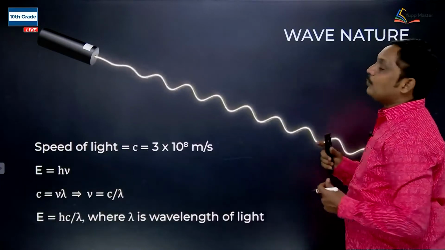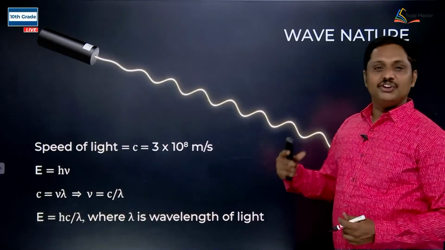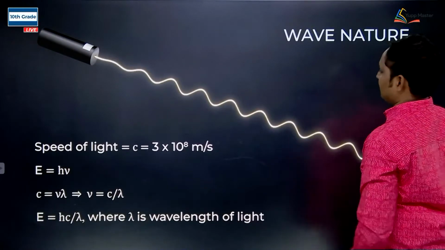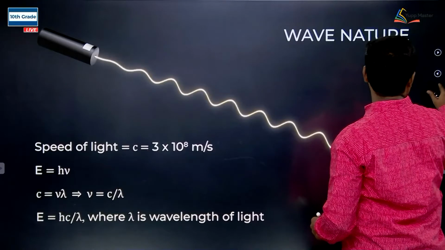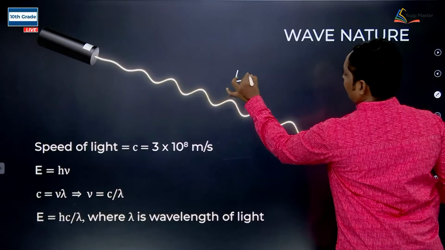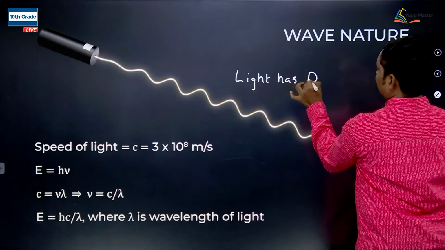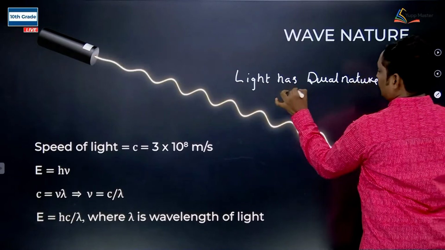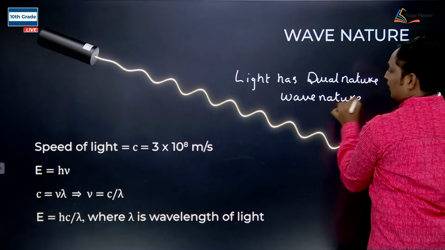Whenever light enters from one medium to another medium, there is a change in wavelength and also a change in the speed of light. It is very clear, we are going to know about this wave nature, so that light possesses dual nature. Light has dual nature, that is wave nature and also particle nature.